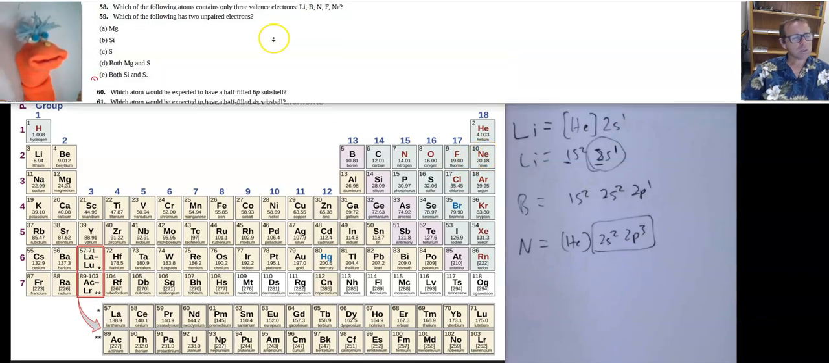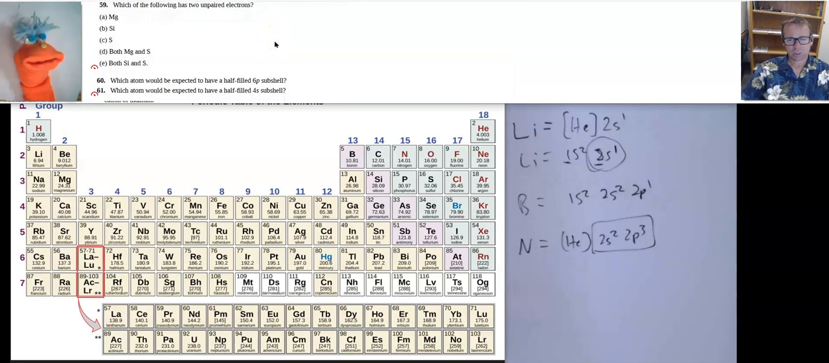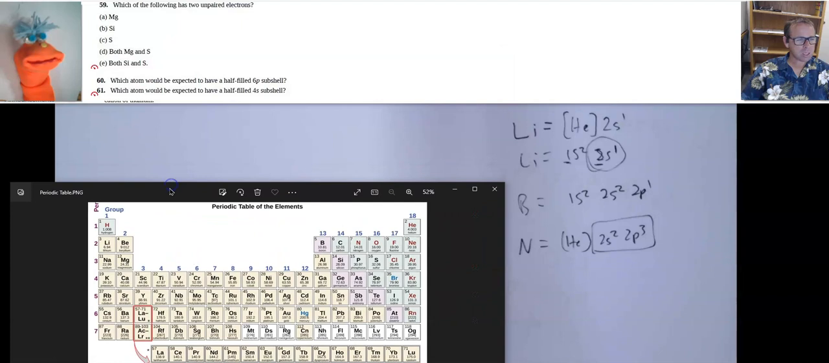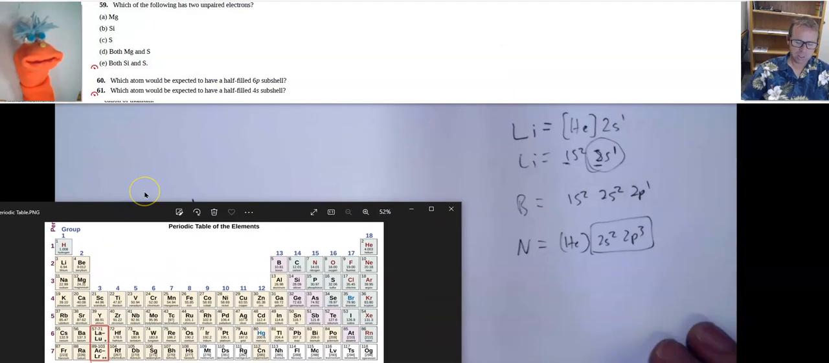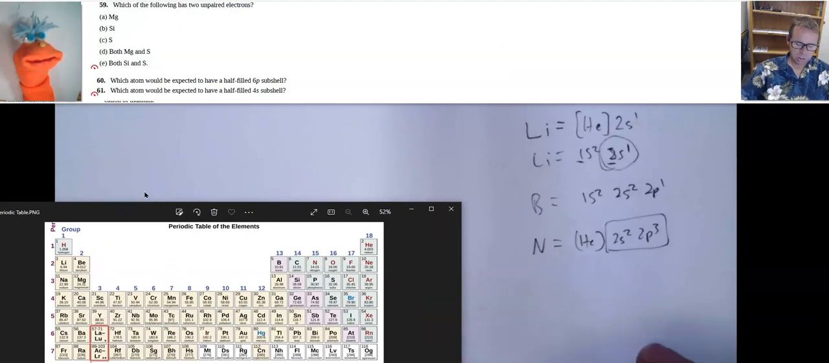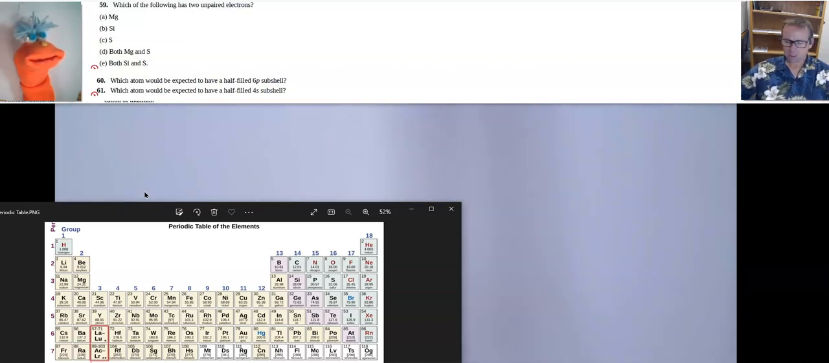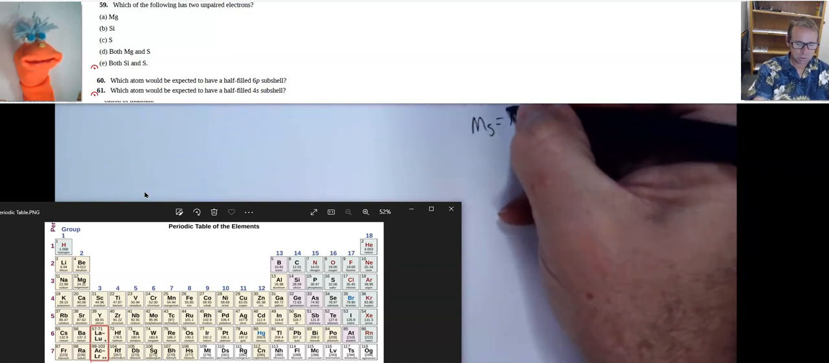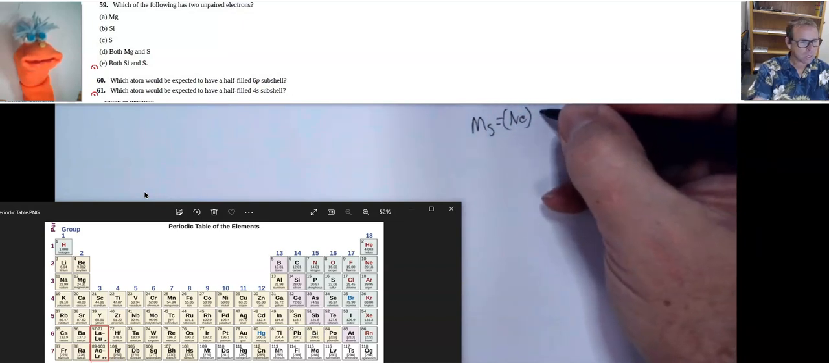Which of the following has 2 unpaired electrons? Unpaired electrons. So now we have to talk about what it means to have paired and unpaired electrons. To do this, we need to draw what are called orbital diagrams. Magnesium, we look at the electron configuration. We use the noble gas. Magnesium has a neon core with 3s2.